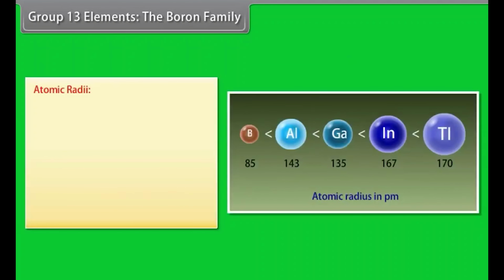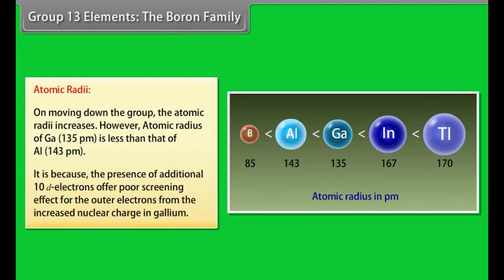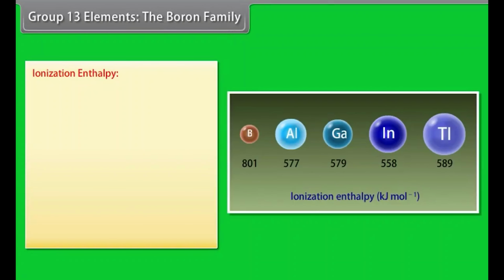Atomic radii. On moving down the group, the atomic radii increases. However, the atomic radius of gallium, 135 picometer, is less than that of aluminium, 143 picometer. It is because the presence of additional 10d electrons offers poor screening effect for the outer electrons from the increased nuclear charge in gallium.